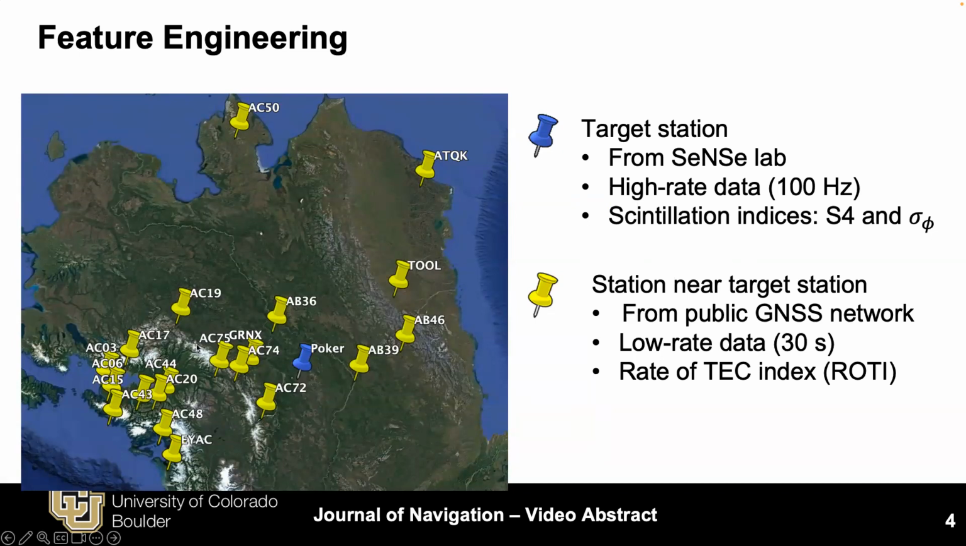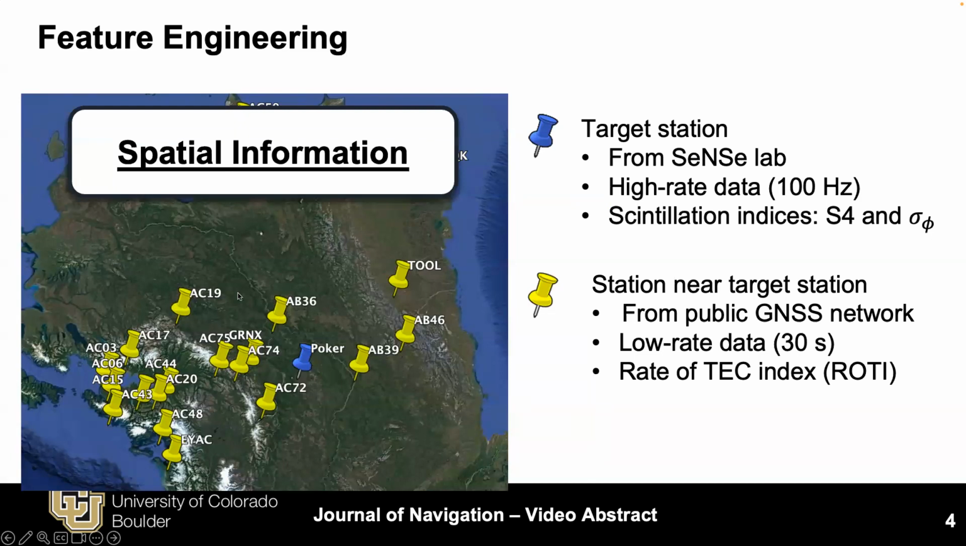The yellow icons on this plot show surrounding GNSS stations from public GNSS networks. These stations roughly sense the nearby ionosphere, which provides spatial information for the forecasting task. As only low-rate data is available, we use another disturbance indicator, the rate of TEC index, ρT. The historical measurements of ρT are used as features. In short, we use historical measurements from target and surrounding GNSS stations as features.